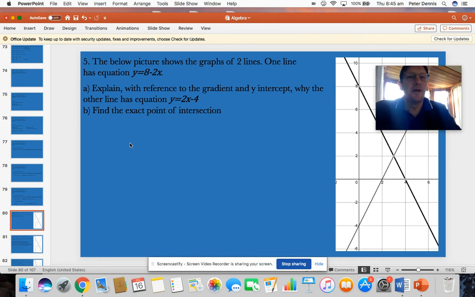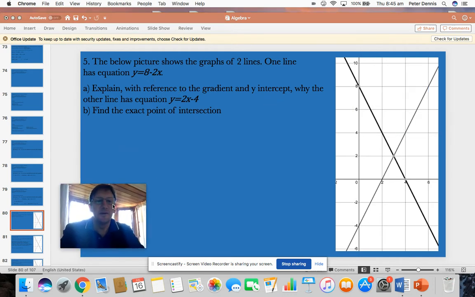Simultaneous equations. The below picture shows the graphs of two lines. One line has equation y equals 8 minus 2x, and explain with reference to the gradient and y-intercept why the other line has equation y equals 2x minus 4. So the first thing we have to figure out is, okay, which line's which? y equals 8 minus 2x.